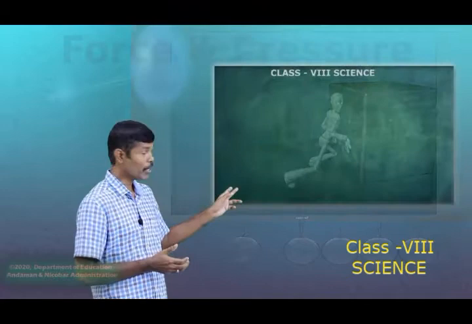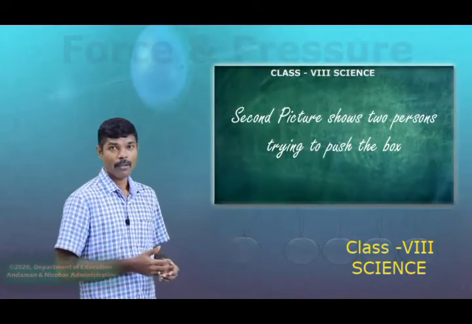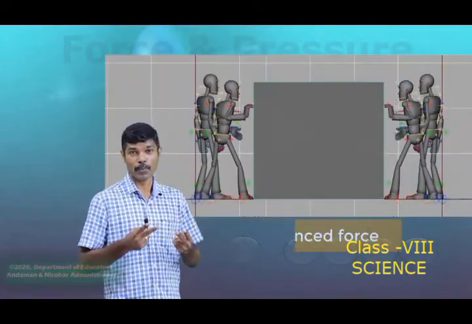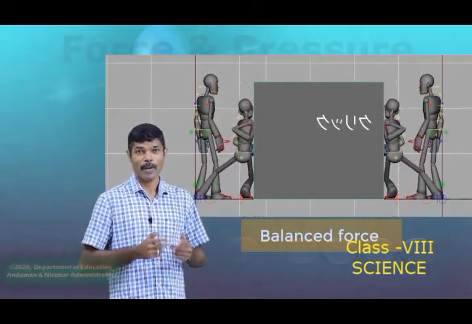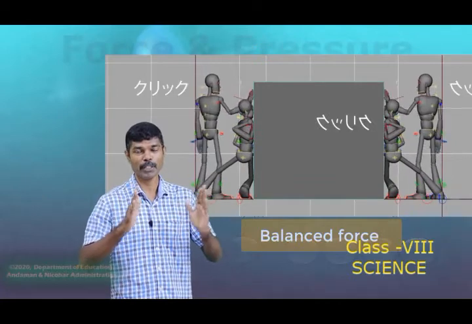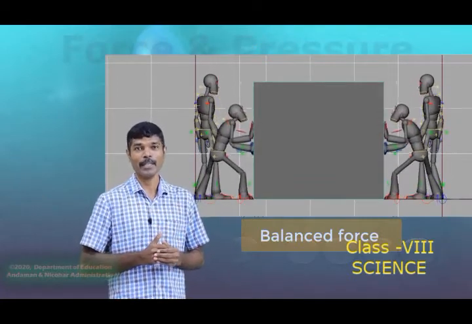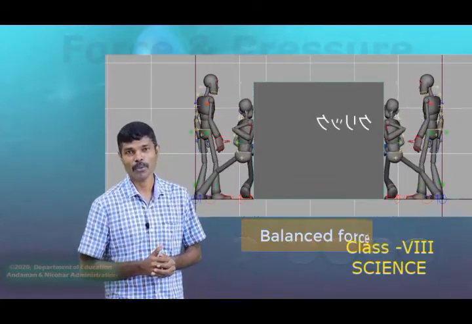In the second picture, you can see that two persons are pushing the box but in opposite directions. When the two persons are engaged in pushing the box in opposite directions, then the box does not move.